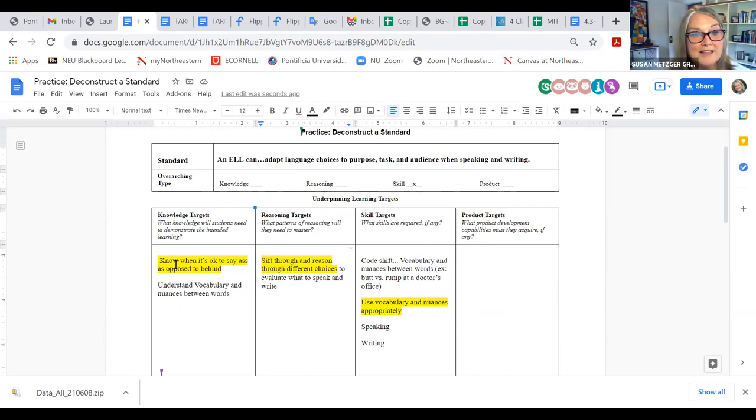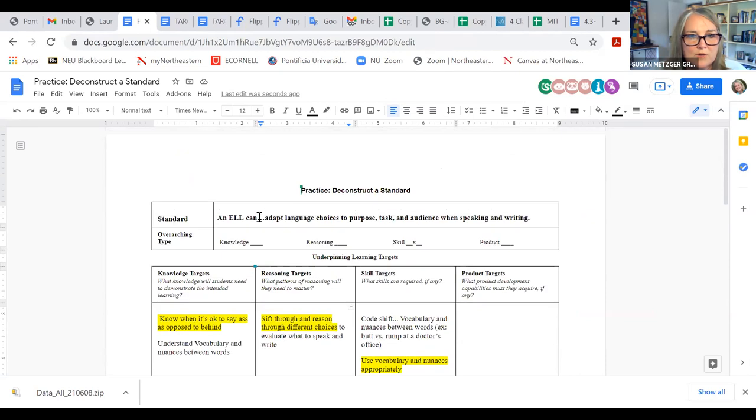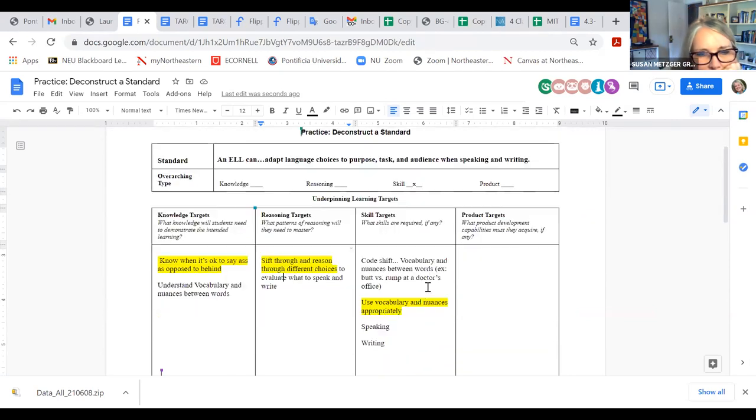Yeah, and I agree. And I think we have here the continuum of what you're talking about too. You have to have knowledge. Then, as I think Anne said, you have to reason in your mind and sift through what's appropriate, and then you have to use it appropriately. So it's kind of multi-step in this way. All right, any other knowledge or reasoning or skill that you would think would underlie this particular standard?